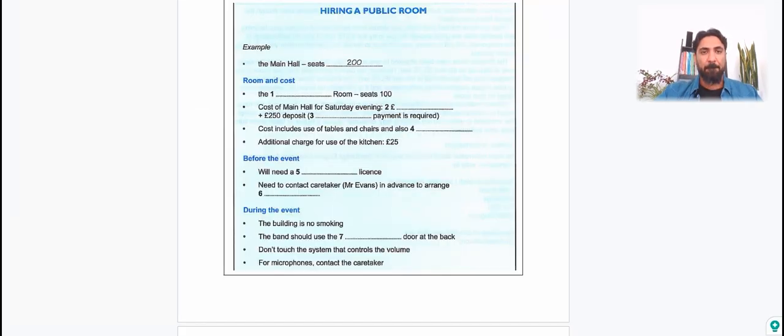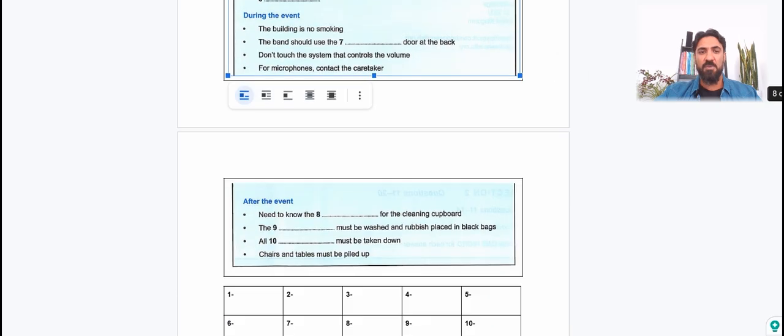So as you can see here, we have the room and cost, before the event, during the event, questions 1 to 7. Now, if you keep going, you can see questions 8, 9, and 10, which is about after the event. So section 1 will be divided into 2 parts, which usually the first part is 6 to 7 questions, and the second part is 3 or 4 questions.